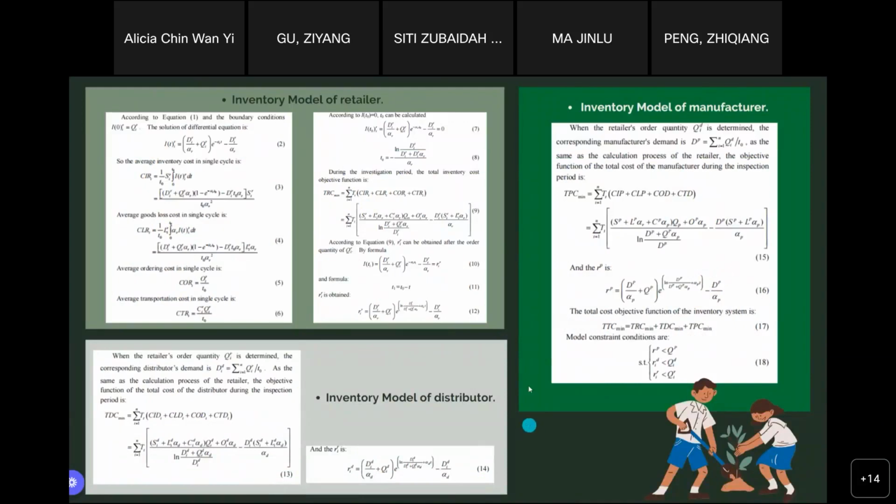There are three different inventory models of the mathematical model, which are the inventory model of the retailer, distributor, and manufacturer.